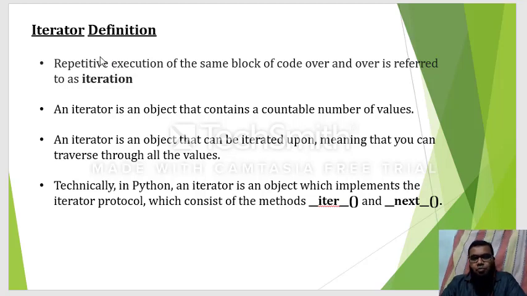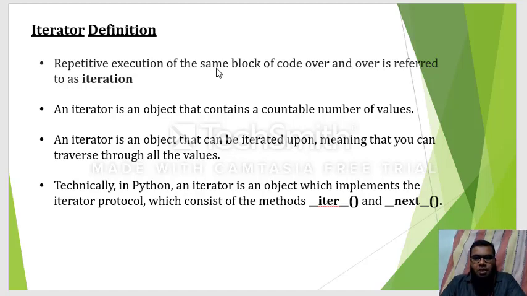Generally, what does iteration mean? Iteration means repeating the same set of actions again and again. It is called an iterator. It can also be called repetitive statements or repetition. A block of statements which can be executed again and again can be called an iteration. The general definition of an iteration is repetitive execution of the same block of code over and over, which is nothing but executing the same set of actions again and again. It is called an iteration.